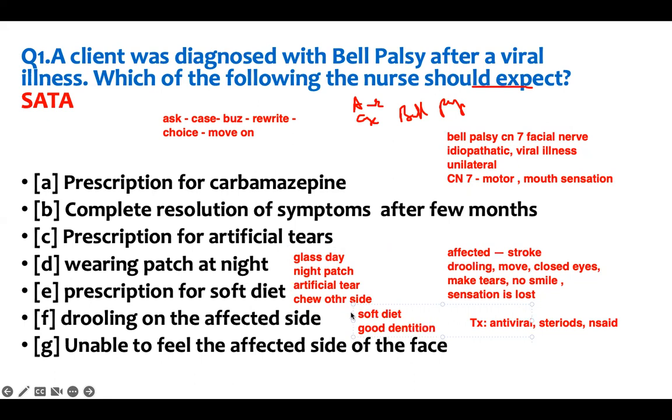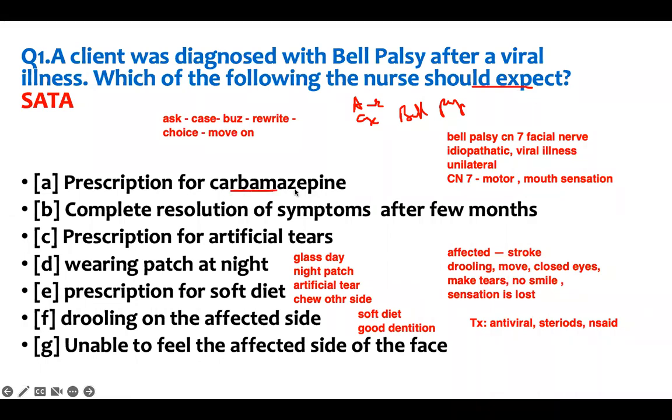And this is everything about Bell palsy. There's nothing they can ask you that is not on the screen. The diagnosis, signs and symptoms, teaching, and treatment. And that is what select all that apply is about. So we can answer our question. I've given you the content.